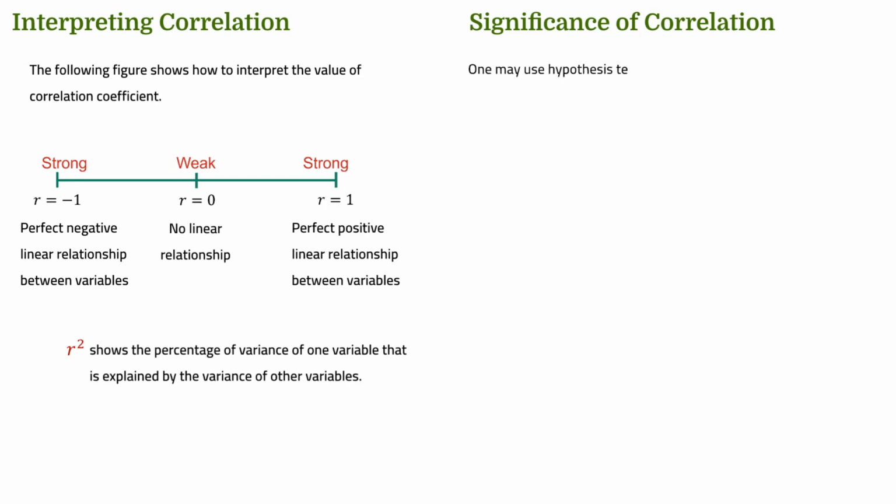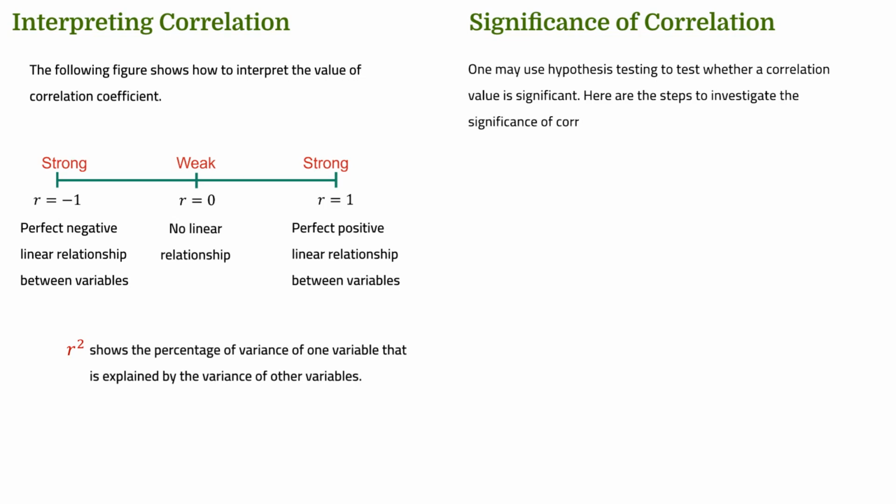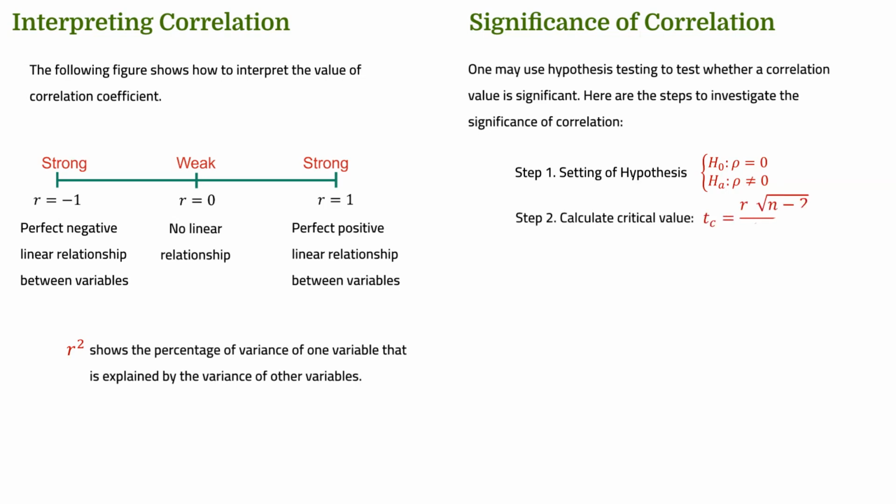Significance of correlation. One may use hypothesis testing to test whether a correlation value is significant. Here are the steps to investigate the significance of correlation. Step 1, setting of hypothesis. H0: rho equals 0, HA: rho is not 0, which means it is significant. Step 2, calculate the test statistic. tc is R times the square root of n minus 2, divided by the square root of 1 minus R squared.